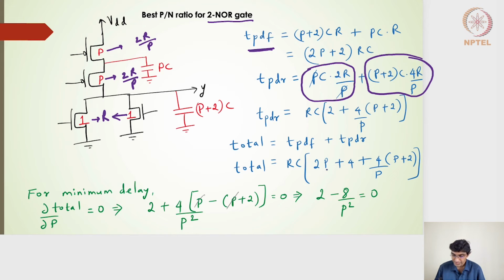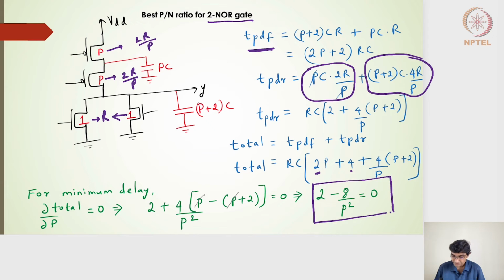And if I do that, the derivative of this total delay with respect to p: the derivative of 2p will be nothing but 2, this will be 0, and this one will be 0 here because p and p get cancelled, and it will be minus 8 by p square. So if I take the derivative of this total expression, finally I will have this particular equation.